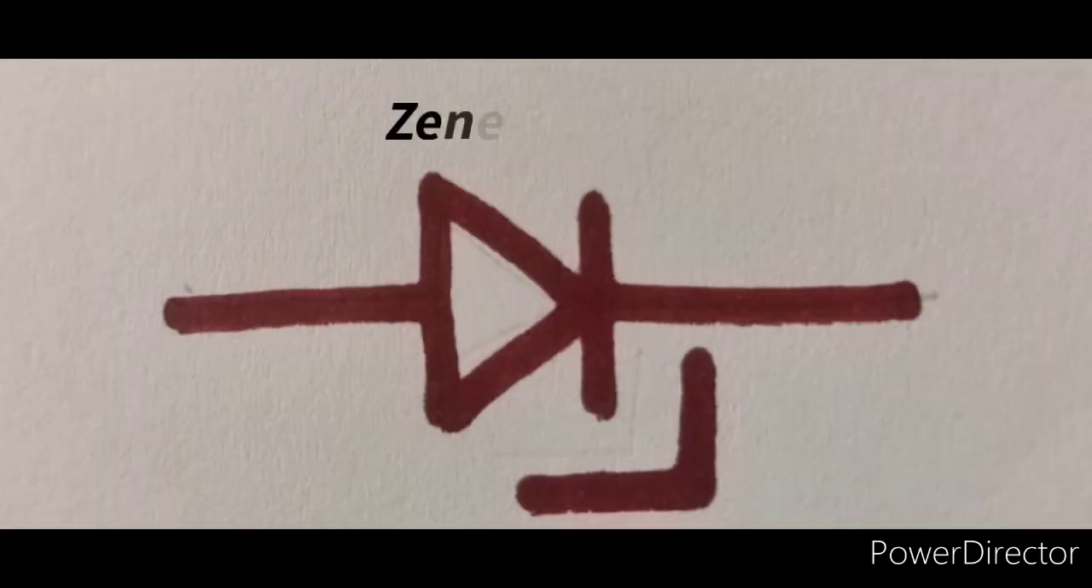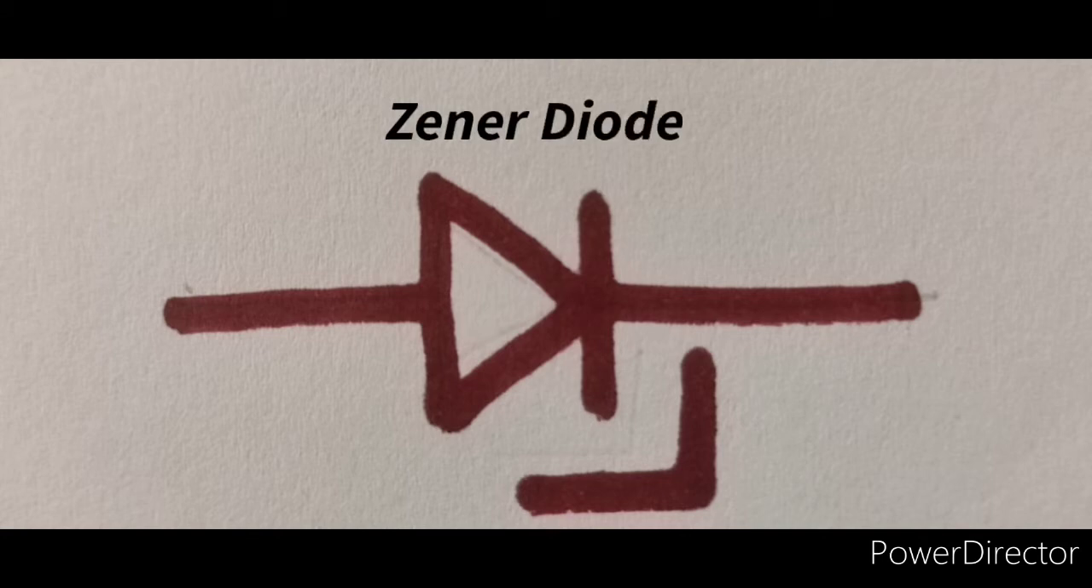The eighth symbol here is a Zener diode. A Zener diode allows current to flow even in the reverse direction, unlike simple diodes.